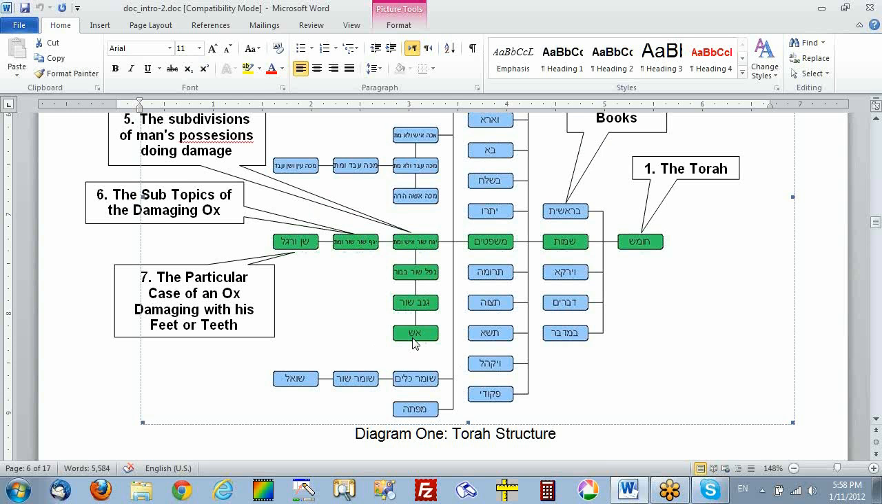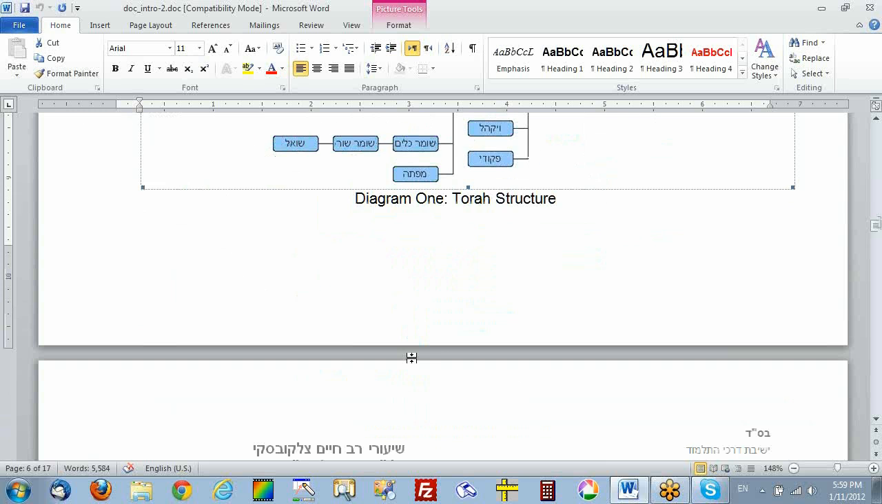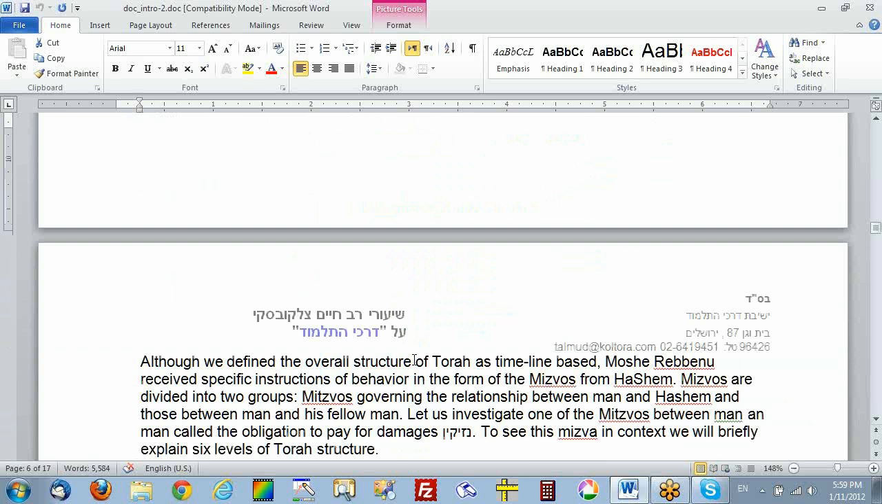So the Mishnah's order is not time-based at all, but content-based. The laws of damages happen to be located here, and there's another place where they're located later on. The Mishnah now will organize all the Torah in terms of topic and content. So let's look at what that does.